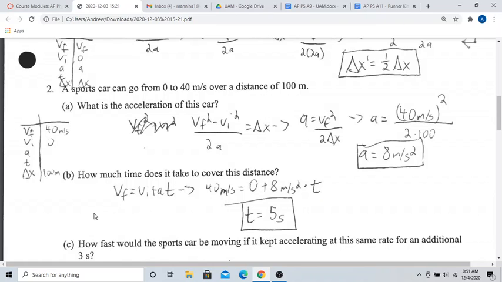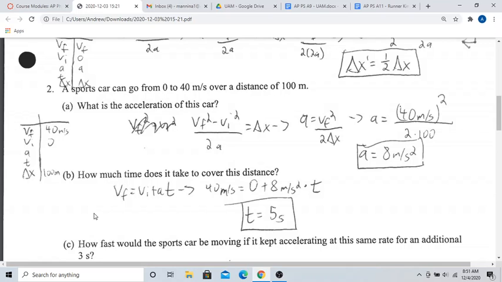And the next piece, I want you to try and work through. It says, how fast would the sports car be moving if it kept accelerating at this same rate for an additional 3 seconds? All right? And there's a couple ways to do it. One, you could look at the time from 6 seconds to 8 seconds if you wanted to do that. You could rewrite the chart and basically reestablish what we know.